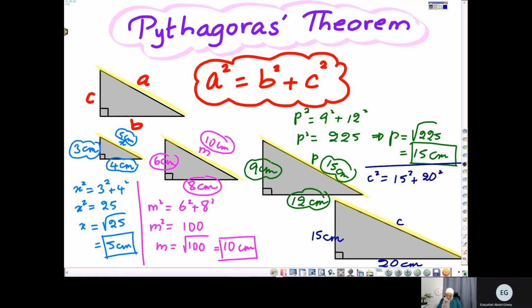So C squared will be 15 squared, which is 225, plus 20 squared, which is 400, equal to 625. If you need to find C without the squaring, you just take the square root of 625. The square root of 625 is 25 centimeters, which is also a multiple of the golden triangle 3, 4, 5, because 3 multiplied by 5 is 15, 4 multiplied by 5 is 20, and 5 multiplied by 5 is 25.